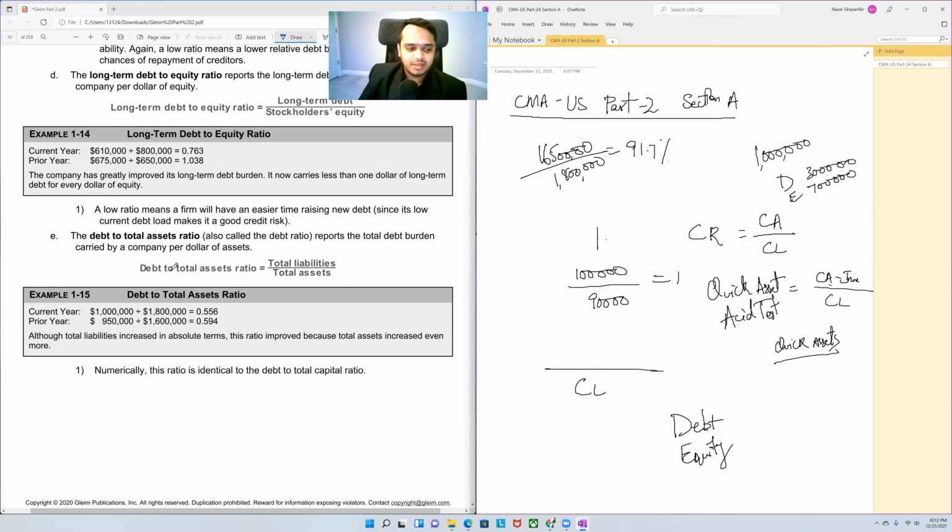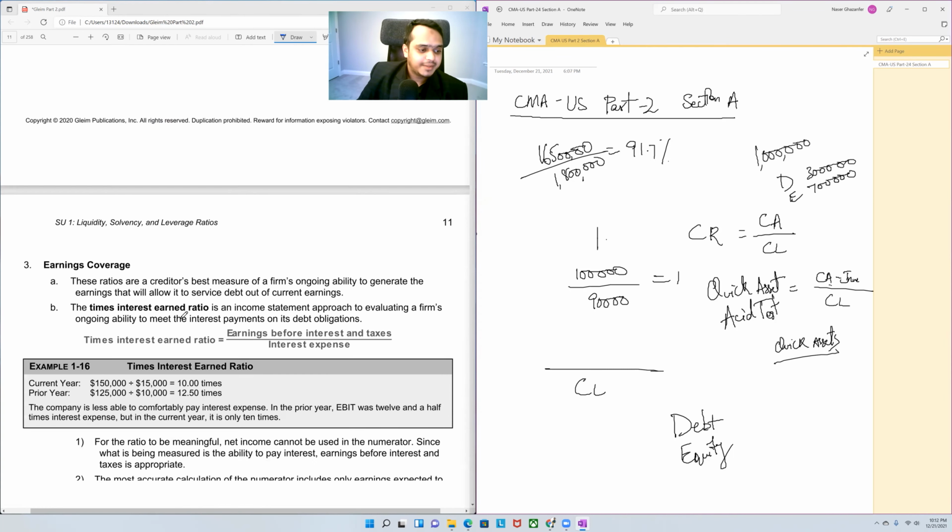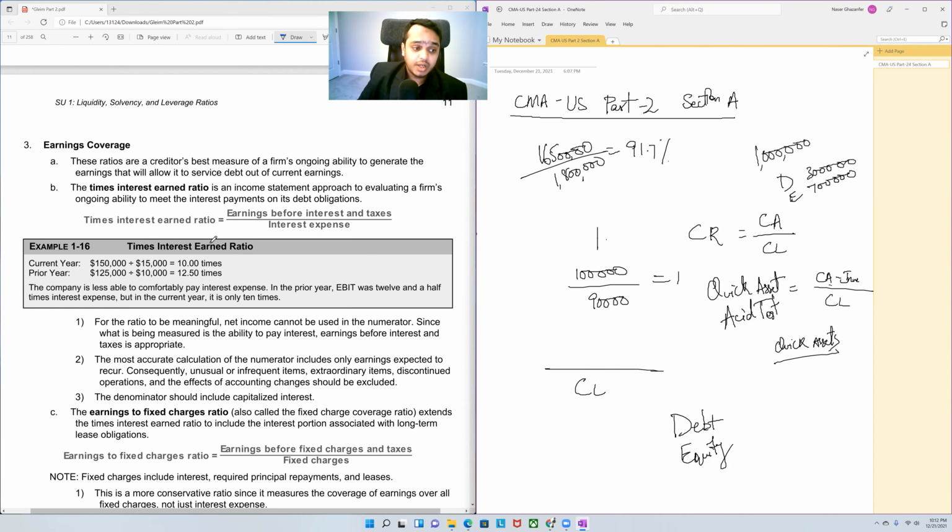Debt should be less in organizations. Okay, now earnings coverage. You need to understand this here: earnings before interest and tax, or you can call it operating income, divided by your interest expense.